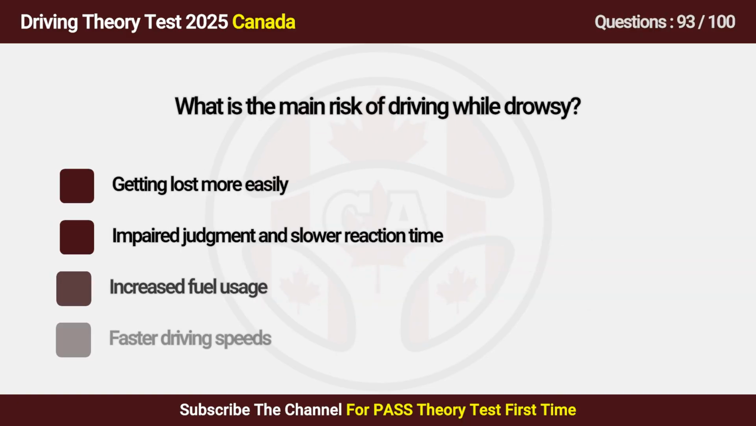Question 93. What is the main risk of driving while drowsy? A. Getting lost more easily. B. Impaired judgment and slower reaction time. C. Increased fuel usage. D. Faster driving speeds.